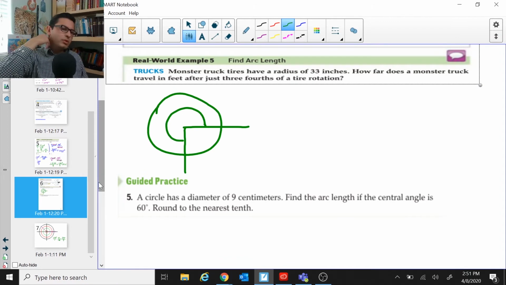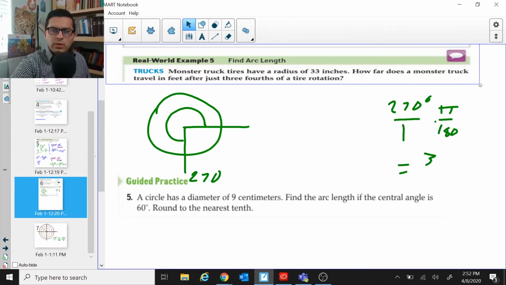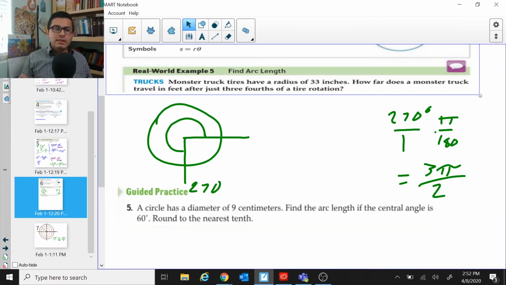So I believe what this question wants us to do is convert this into a radian first. That way we can actually use it in our formula. So if this is 270 degrees, we're going to plug it into our formula. 270 degrees over 1 times pi over 180. And that's going to equal 3 pi over 2. Now, if that was difficult for you to do, please give these more practice because we will be doing a lot of conversions as we move on. So 3 pi over 2 is the central angle.